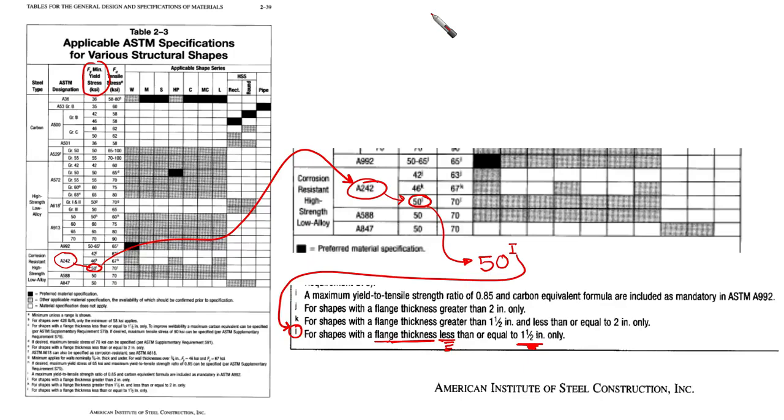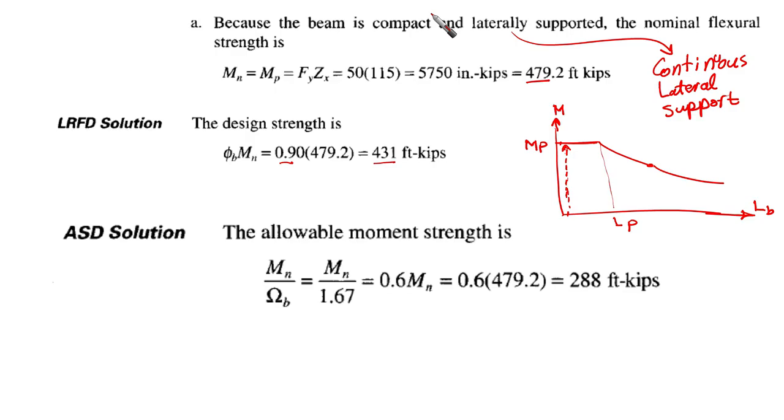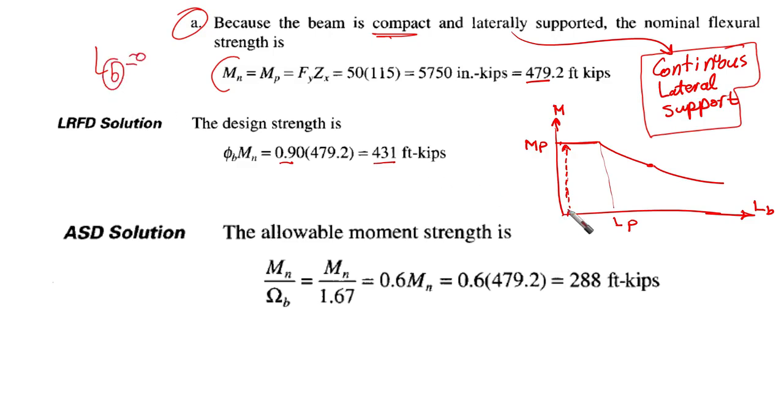Okay, now let's go to the first requirement, which is A. The beam is compact and laterally supported, meaning continuous lateral support. So the nominal flexure strength is going to be, without thinking too much, our L_b, our unbraced length, is almost like 0. So in the table we are at this point, and in the figure we are here, less than L_p. So this means that our nominal strength is going to be M_p, and it equals F_y times Z_x. F_y is 50, Z_x is 115.